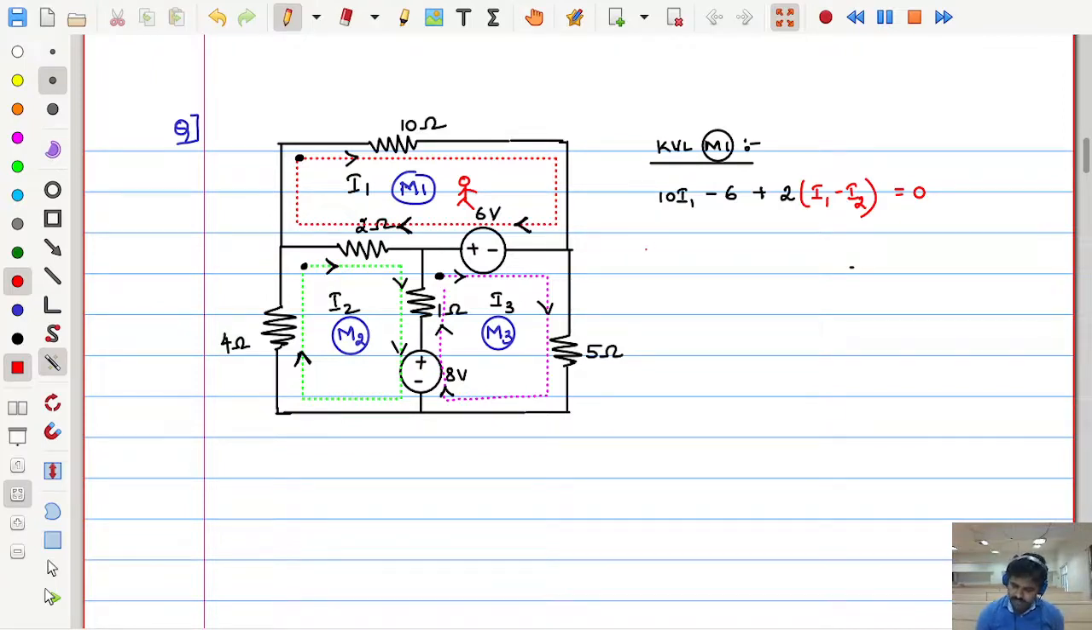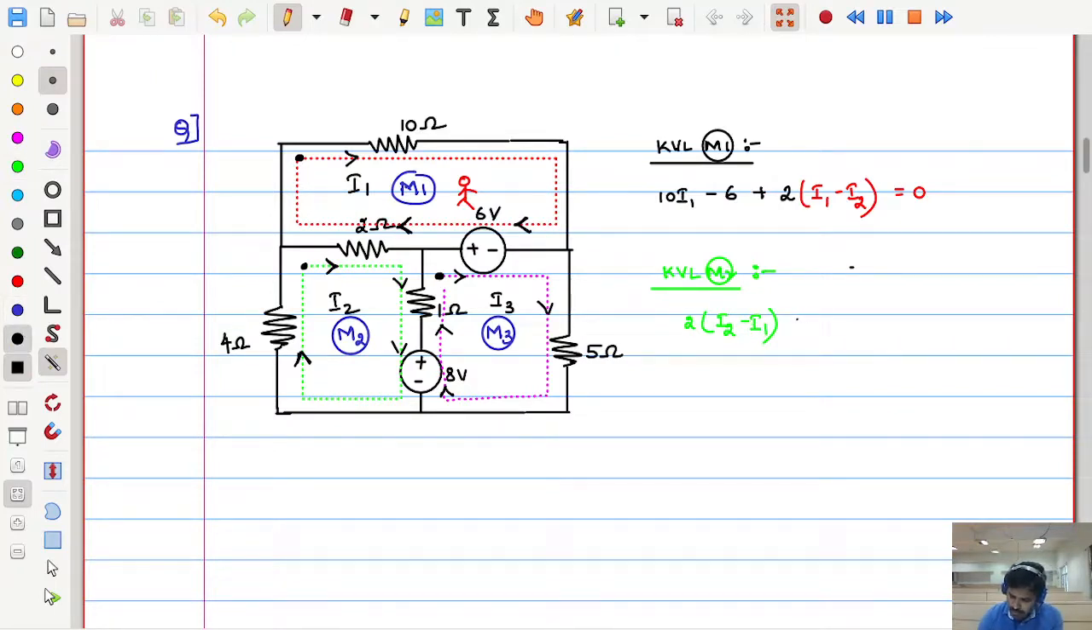Next, let us take the equation corresponding to you, KVL for mesh 2. Now my task is completed, my area work is completed. Now it's your turn. Now you start your journey. 2 into (I2 minus I1). Why? Because this 2 ohms is common between you, that is mesh 2, and me, mesh 1. So your current minus my current. Always remember this logic.